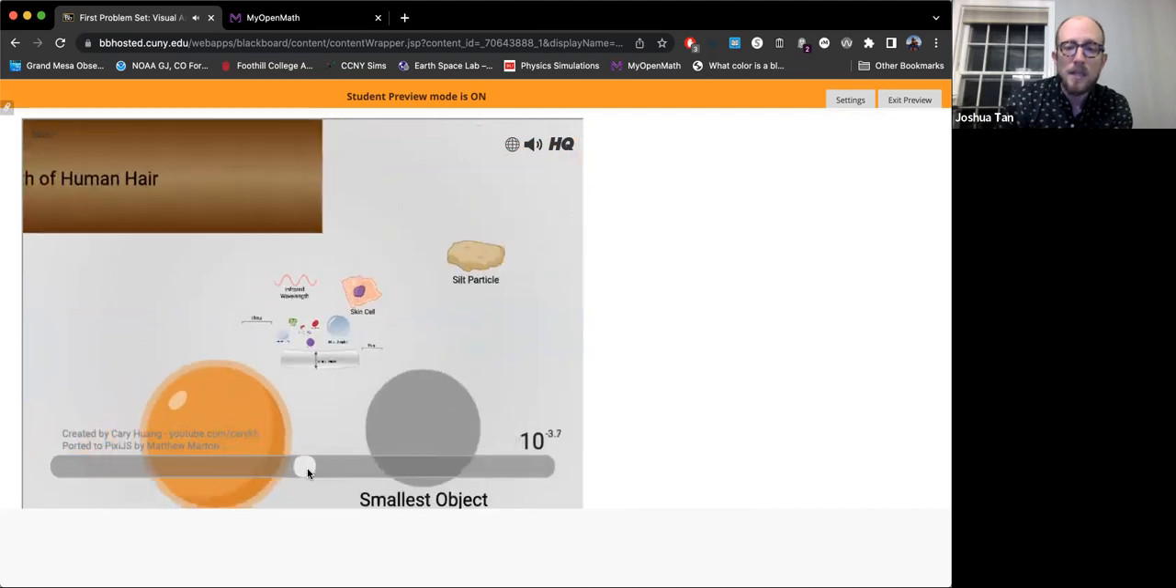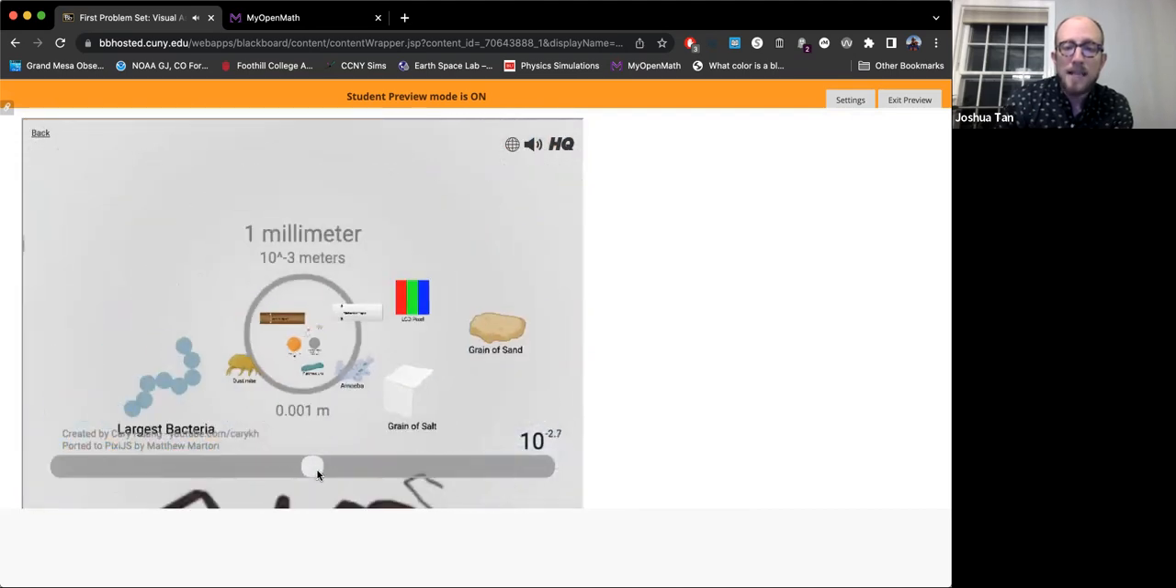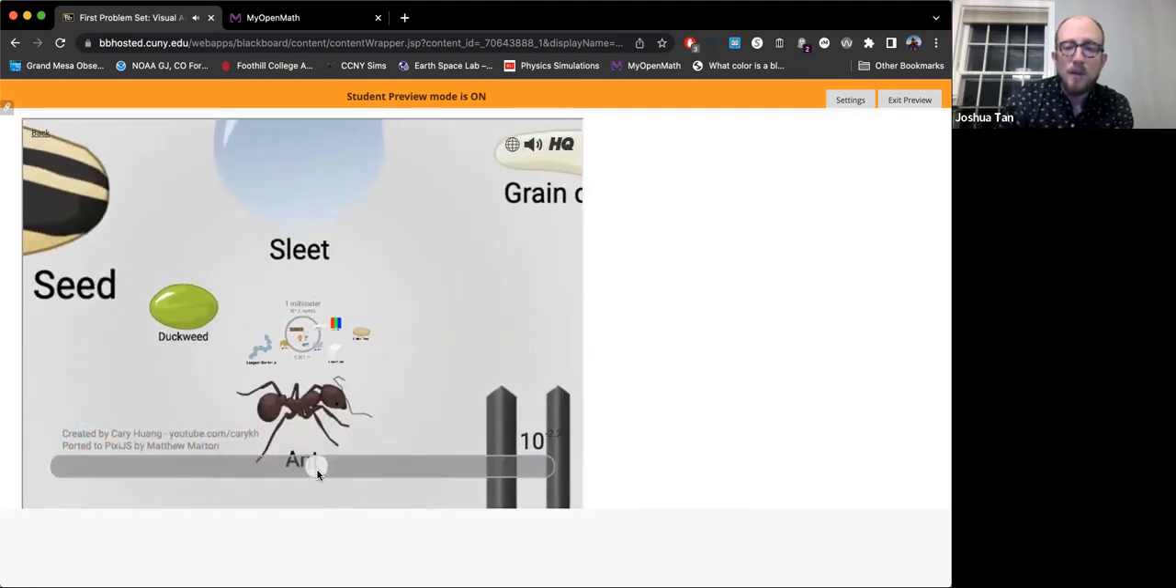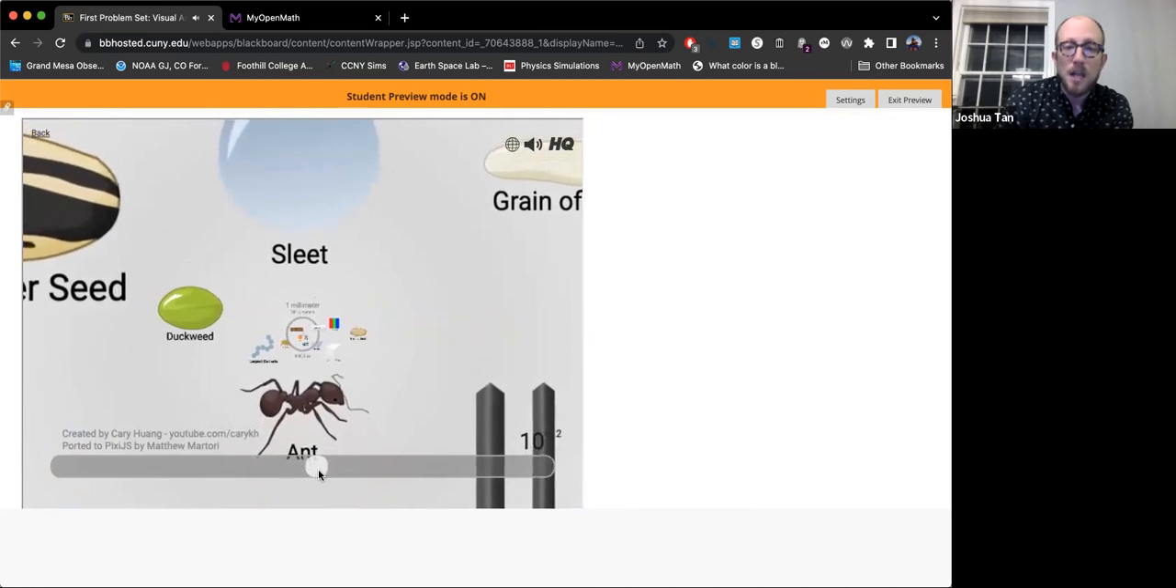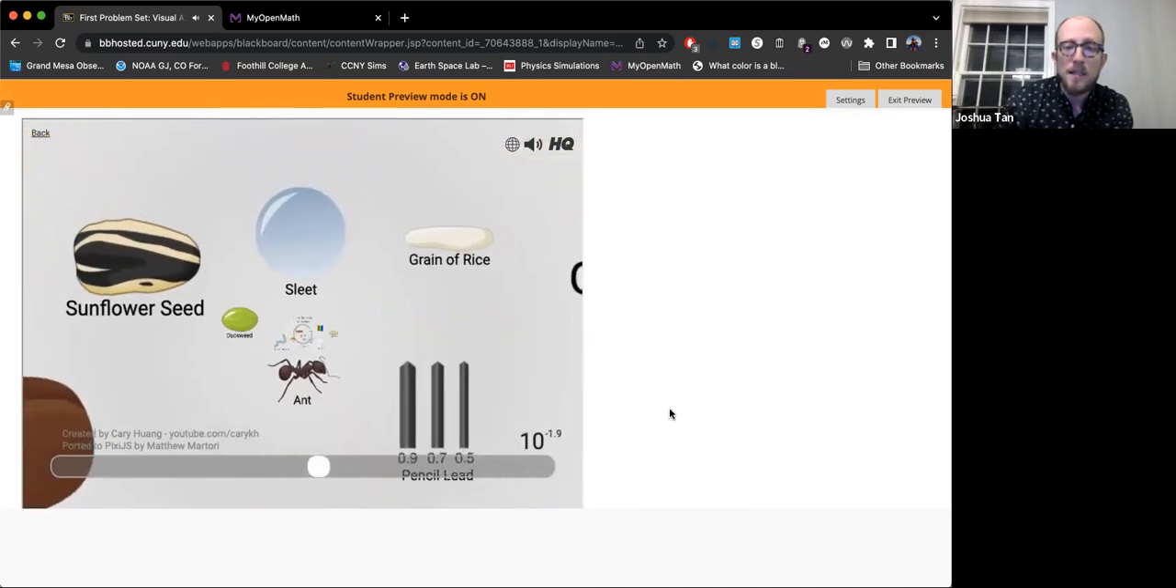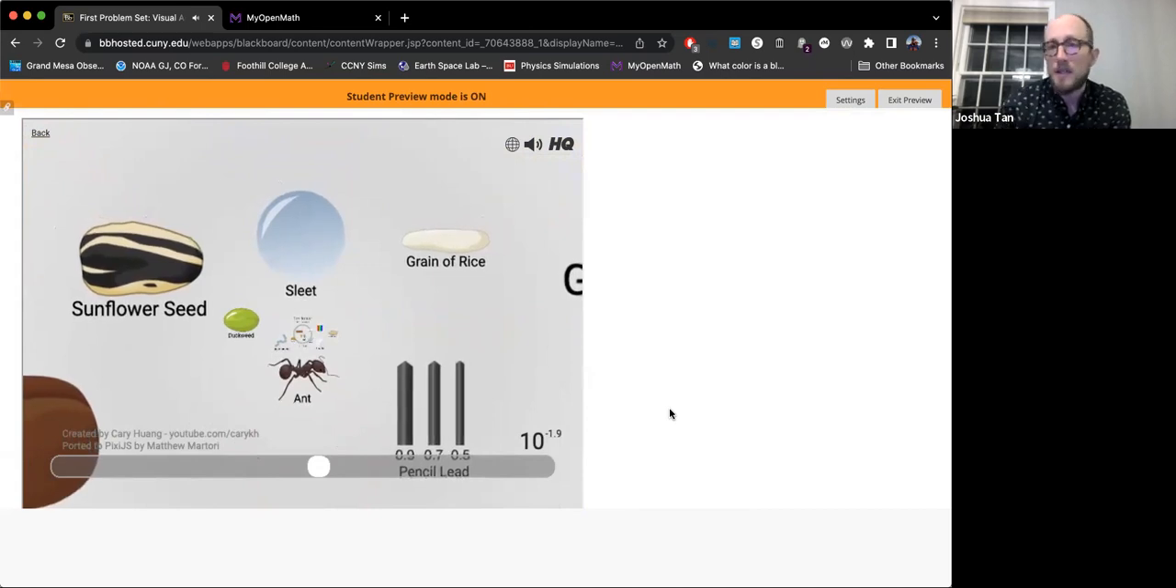So I'm headed towards 10 to the minus 2 here. And as I get closer and closer, you might be able to see that a grain of rice is coming into view. And there it is. Right at about 10 to the minus 2, I see that grain of rice.